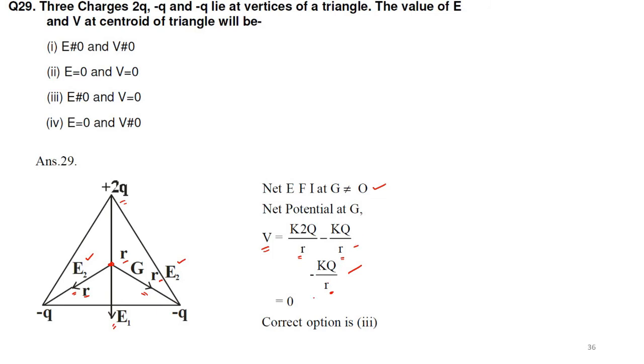Now when you simplify this, you will get 0. K2Q by R minus KQ by R minus KQ by R. So net potential will be 0. Hence you have the correct option 3. Correct option 3. What is the correct option? E not equal to 0 and V is equal to 0.